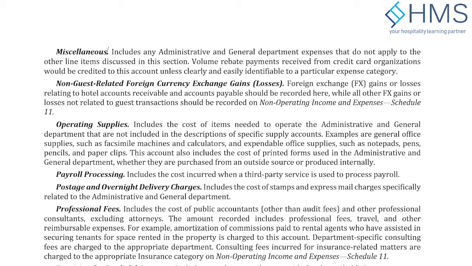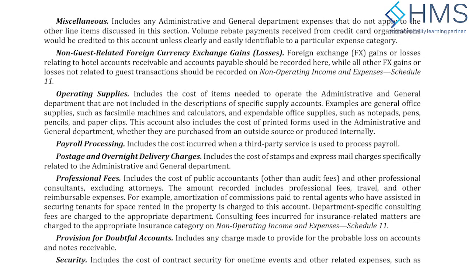Then you have payroll processing, which is when you sometimes hire third party companies to process the payroll, then the cost will go here. Postage and overnight expenses is simple. Professional fees: if you are hiring professional companies to do consulting, then the cost will go here.